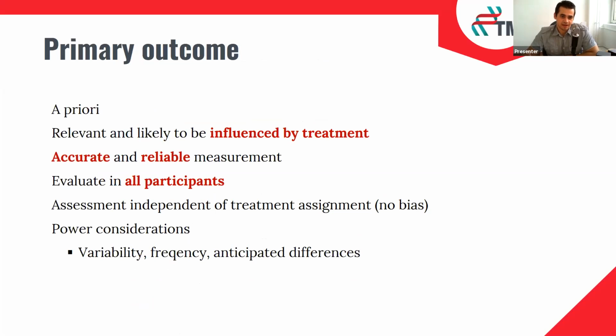The primary outcome has to be relevant and has to be likely to be influenced by the treatment. It should be measured accurately and reliably, and we should be able to evaluate it in all patients. And the assessment should be independent of treatment assignment, which means that the assessment of that outcome will not be associated with bias.